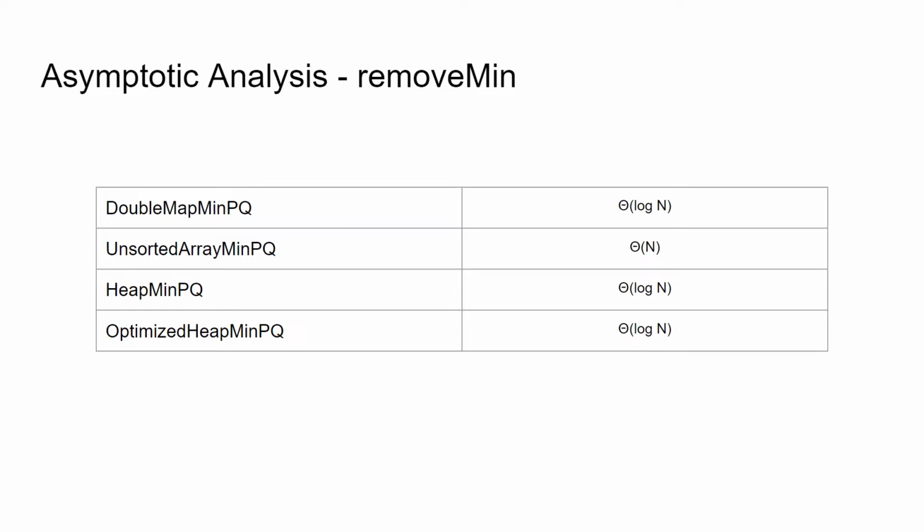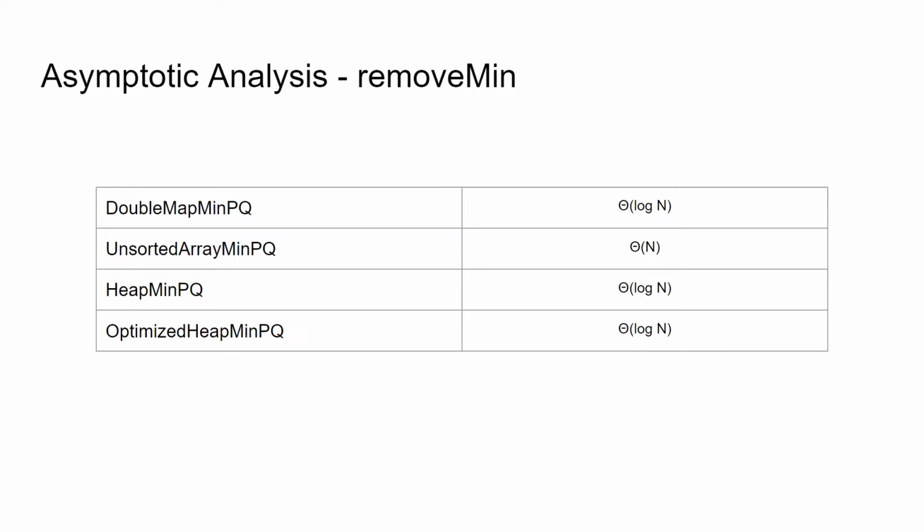For the optimized min PQ, the worst case overall runtime is theta of log n. This is because with the assumption for the hash map, the worst case overall runtime would be theta of log n, in which it has to sink the new item to the bottom of the heap.